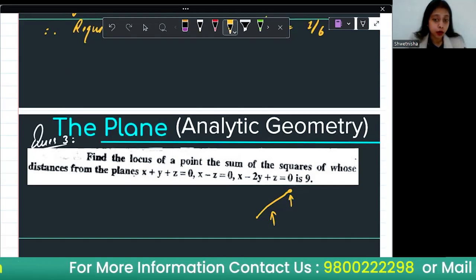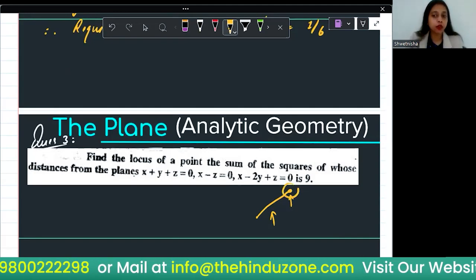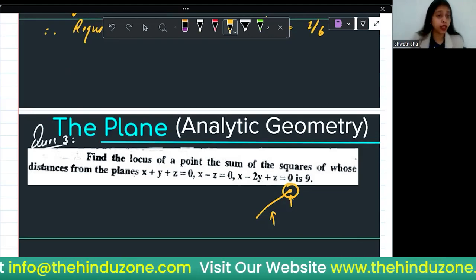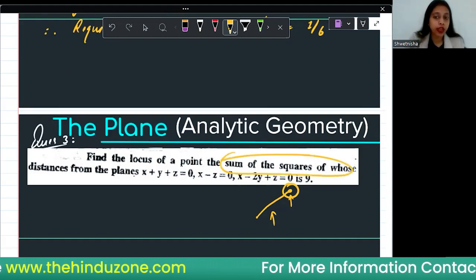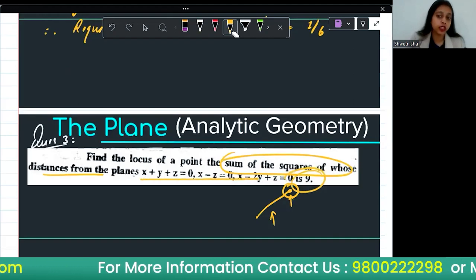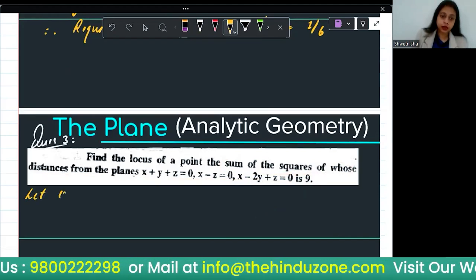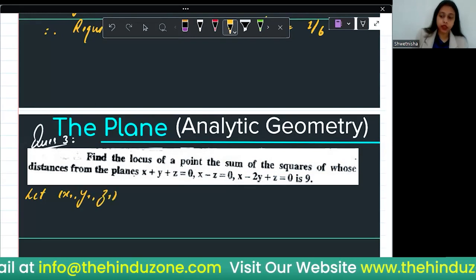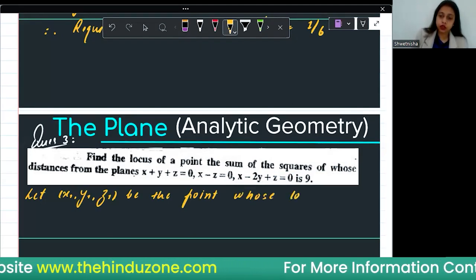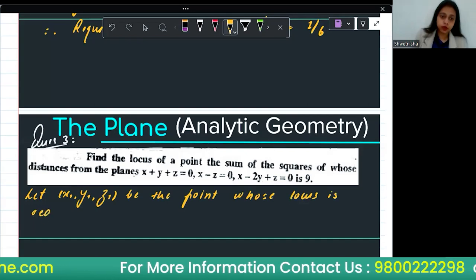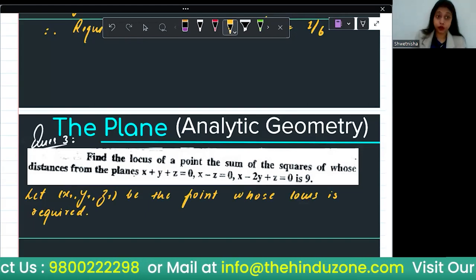So, locus is nothing but the path of a moving point. But obviously, that moving point does not move in any random direction or any random way. It moves with a given restriction. The restriction is that the sum of squares of the distances from these three planes has to always be 9. So, let x1, y1, z1 be the point whose locus is required. Its distance I have to calculate from all the planes.